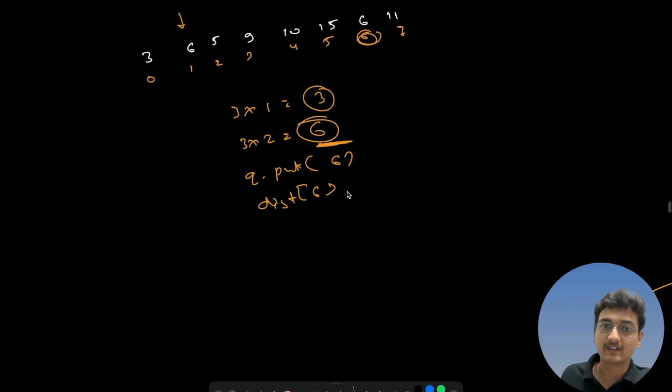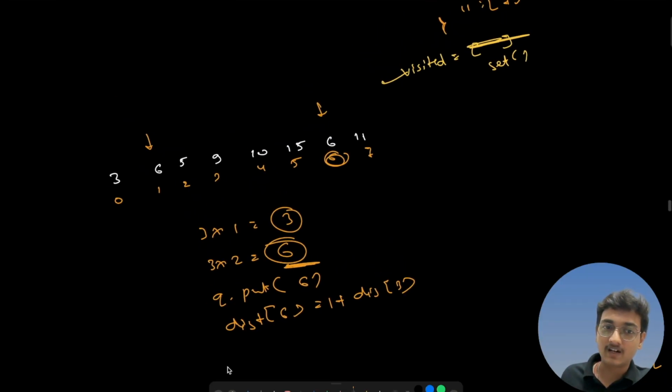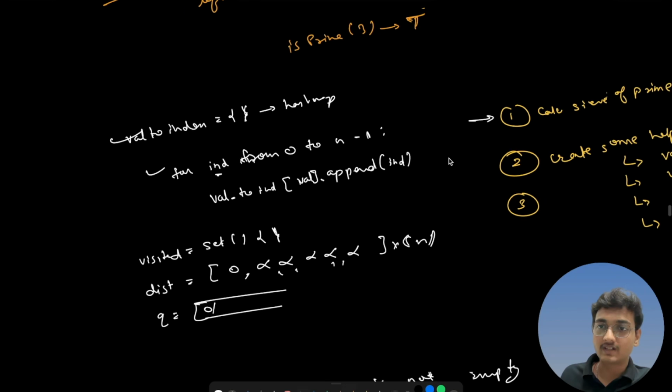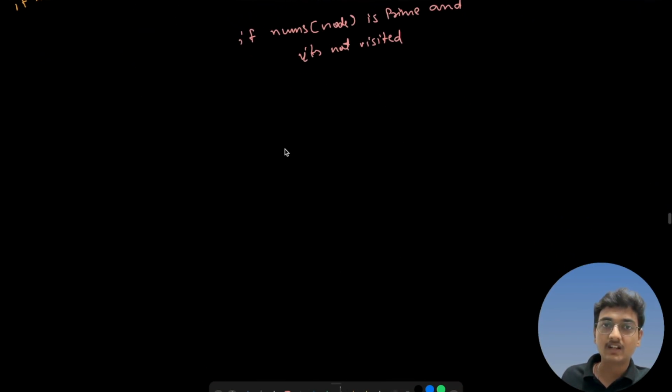Okay. I'm talking about index. Distance of six index equal to 1 plus whatever distance is required to reach 3. I hope you got it. Okay. So this same part we'll be doing here. If you have any doubt in this part, let me know. Okay. So it's a very easy part only. So I'll be doing something like this.